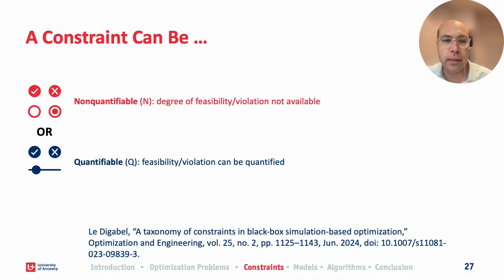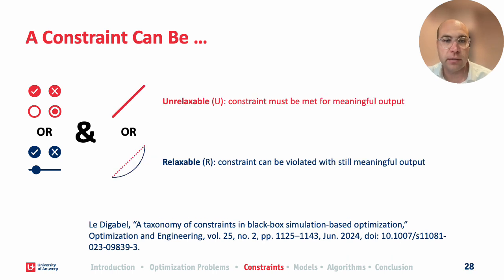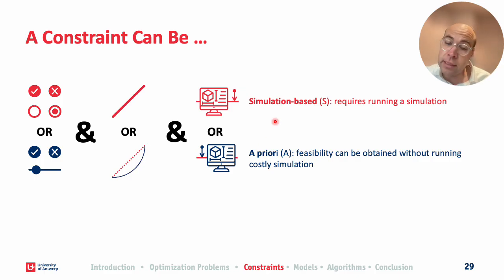For instance, things like, is your constraint quantifiable or is it non-quantifiable? Can we see for certain constraints it's yes or no, black or white, it's violated or it's not violated, or can we quantify it? Can we relax our constraint, or is it an unrelaxable constraint? Is it a constraint that cannot be violated because otherwise we have no meaningful output? Or is it maybe a constraint that can be violated and can give us some insights? Or is the constraint simulation based? Do we need to run a complete simulation before we know if the constraint is violated? Or can we know a priori before the simulation that that constraint will be violated?